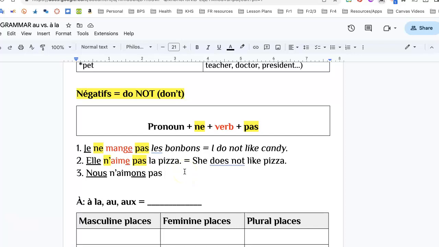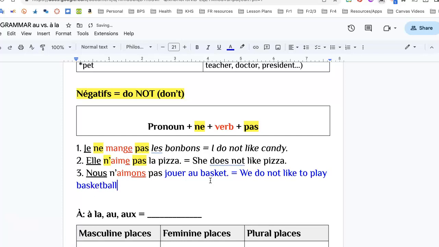To play is jouer, an ER verb. I'm going to color code this in a different color. Nous n'aimons pas jouer, to play. Nous n'aimons pas jouer au basket. Equals, we do not like to play basketball. Voila.